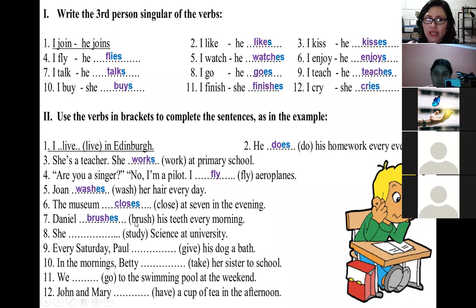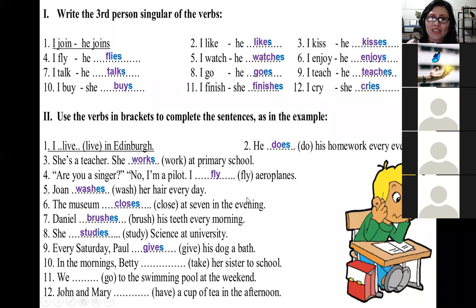Okay, solo revisen ahí algunos que me le pusieron ahí. ¿Verdad? She studies science at university. What about number nine? Every Saturday, Paul what? Okay, very good. Paul gives his dog a bath, right? Paul gives his dog a bath.